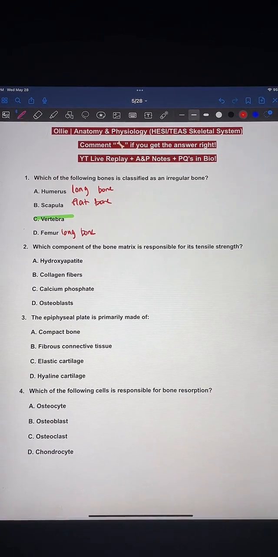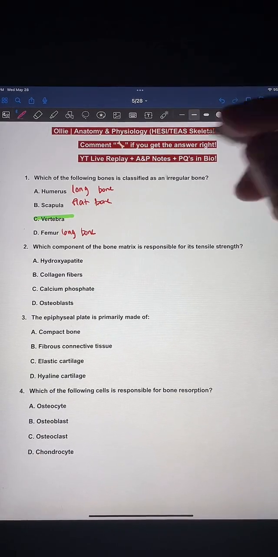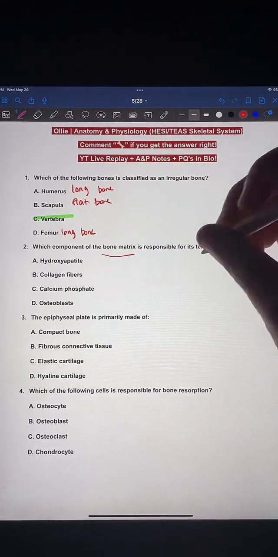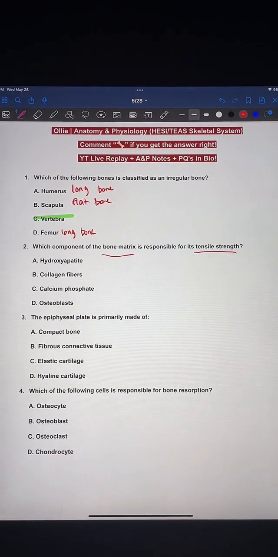Moving on to number 2, which component of the bone matrix is responsible for its tensile strength? Drop your comment down with the answer choice, A, B, C, or D.